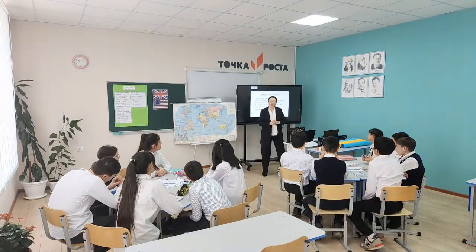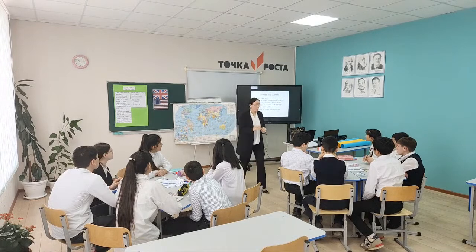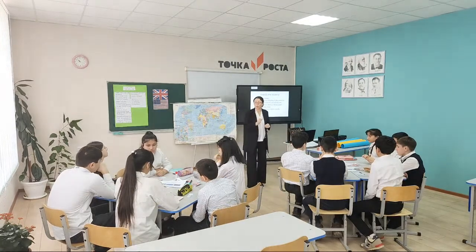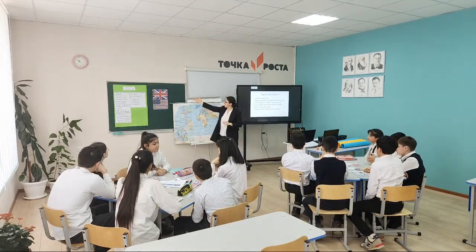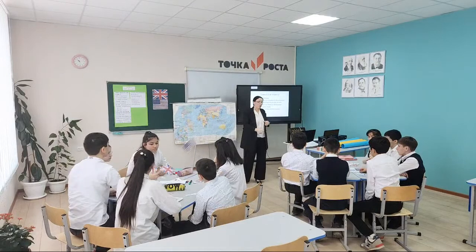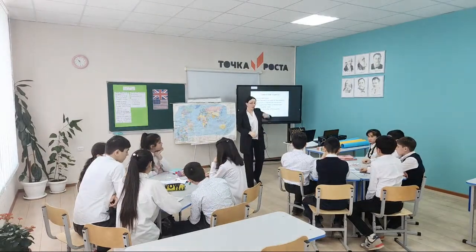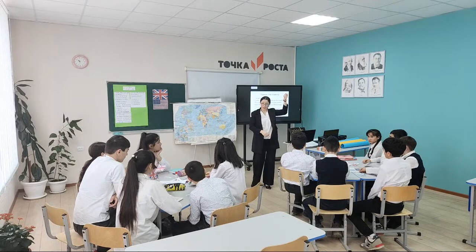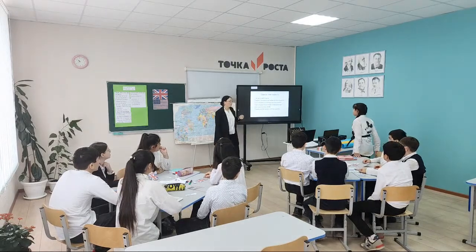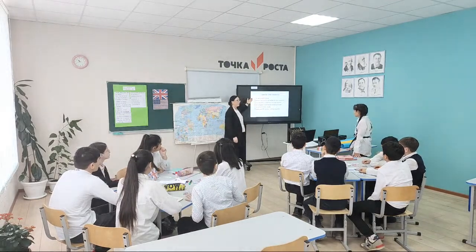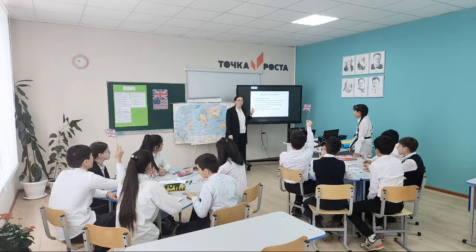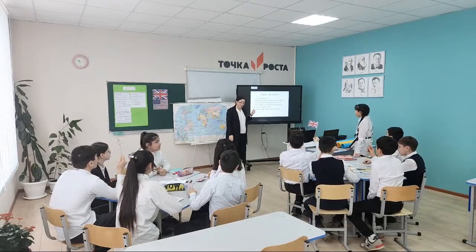Now we are going to read some information about these countries. You also have some flags on your desks. If you think that the information is about the United Kingdom of Great Britain, you raise the flag of Great Britain. And if the information is about the United States of America, you raise the flag of the United States of America. Okay? So let's start. Juma, stand up, please. Can you read the first sentence? It is an island state. Okay, what is an island state? Great Britain. Yes, absolutely right.